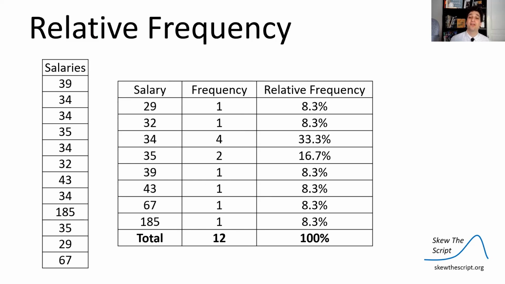Now, we can take the frequencies and convert them into relative frequencies as well if we want to get percentages. So in this case, we have 12 total salaries, 12 total data points, and we can divide the frequencies by that total to get the relative frequency, the percent. One person made $29,000 and 1 out of 12 is 8.3%. So 8.3% of people in this company made $29,000. And for example, for $34,000 salaries, there were 4 of them, which is a third of 12 or 33%.